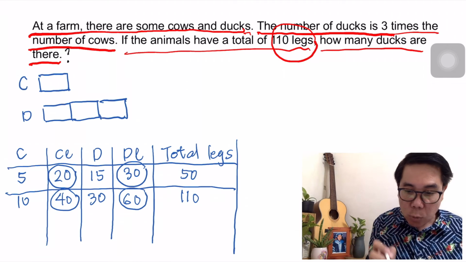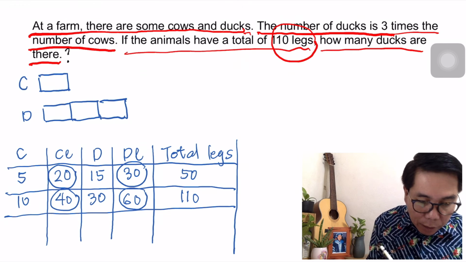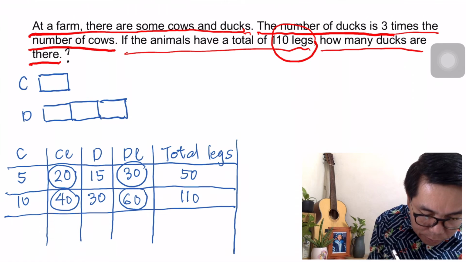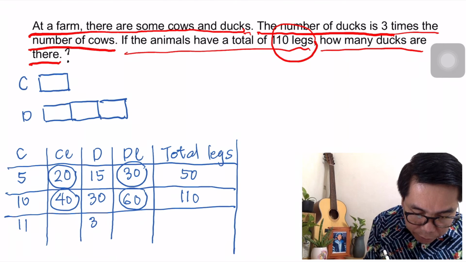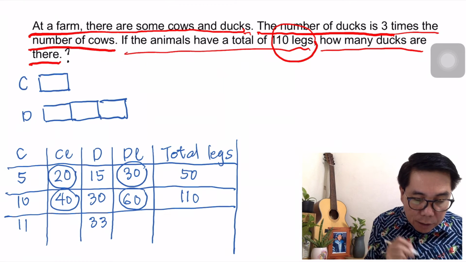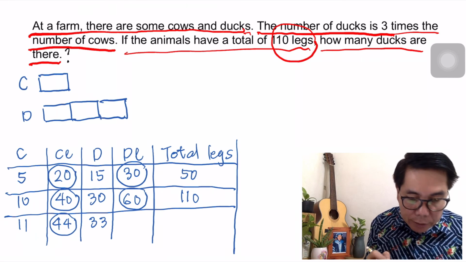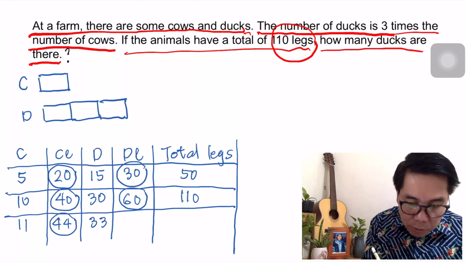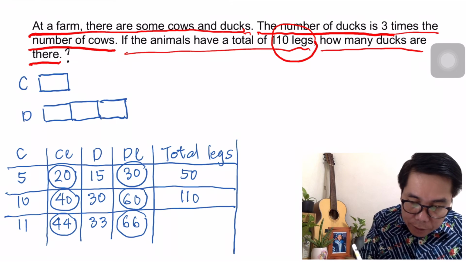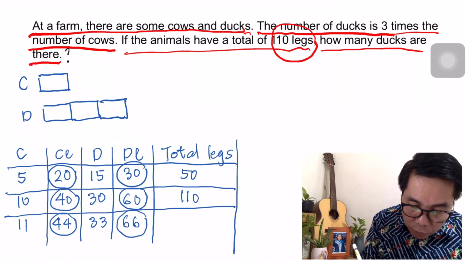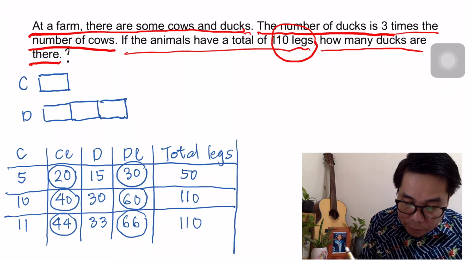Now, 40 legs plus 60 legs is 100 legs. Oh, we're near now to 110. Now, I'm going to make the number of cows a little higher. If there are 11 cows, there will be 11 times 3, 33 ducks. Now, 11 cows times 4 legs, there are 44 legs. And then 33 ducks times 2 legs, there's 66 legs. Now add together 66 plus 44 is 110. We found 110 here.